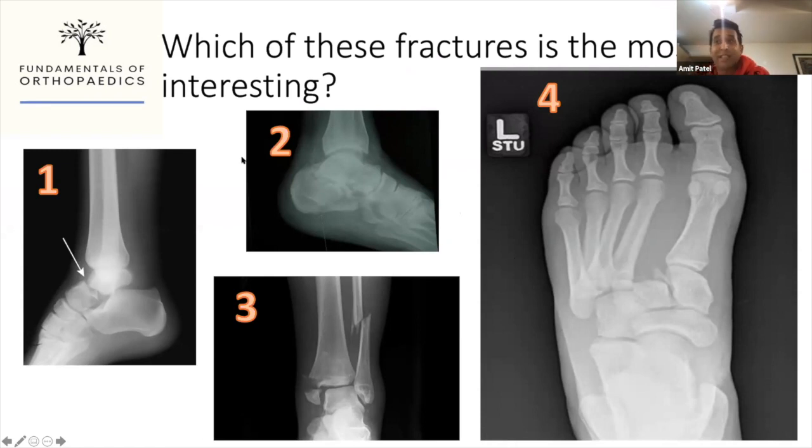2, calcaneal fractures. I'm not sure Mr. J. Seelin will lead us into knowing whether to fix these or to not. No one really knows. 3, ankle fractures, which are so common. And 4, Lisfranc fractures. So which of these is the most interesting? Let me know.